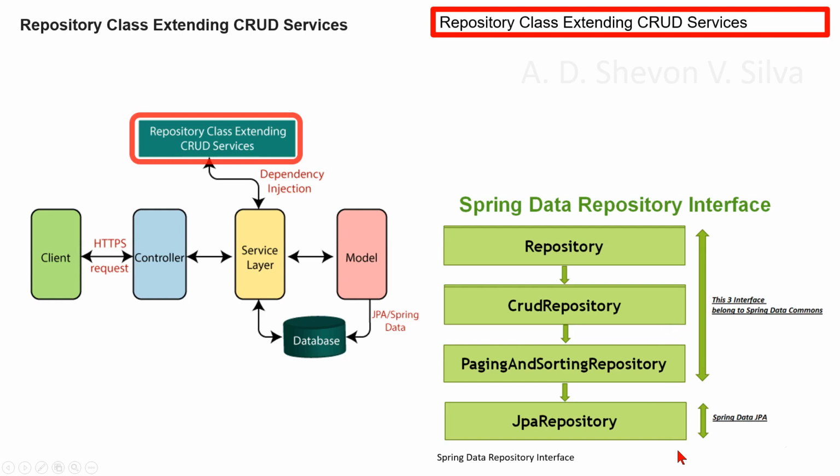JPA repository. JPA, Java Persistence API or Jakarta Persistence API, specific extension of repository. It contains the full API of CRUD repository and paging and sorting repository. So it contains the API for basic CRUD operations and also the API for pagination and sorting.